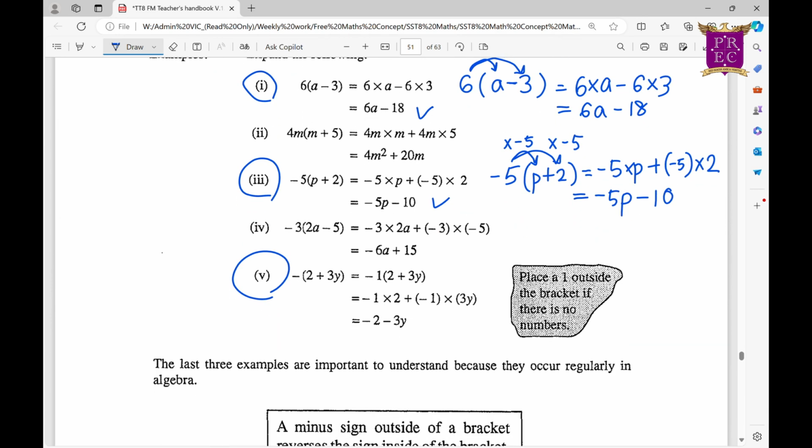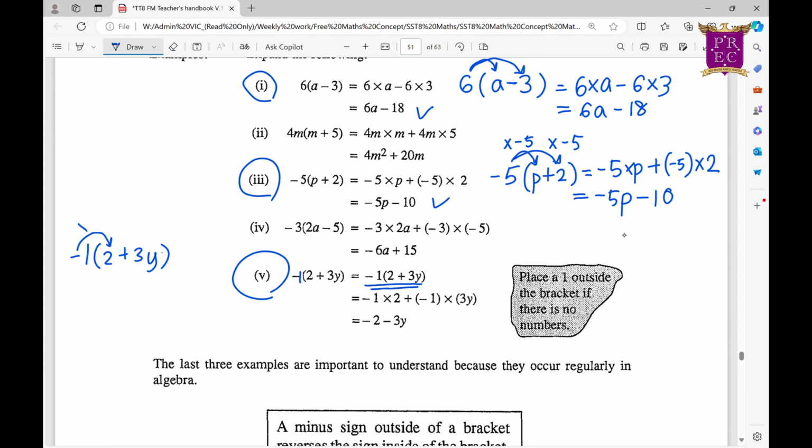Lastly, we have a question, or example 5, which doesn't give us any number. However, because it gives us a symbol, what we need to do is assume that there is a 1 at the front. So this is how it should be pictured in your head. And once we do that, it becomes very straightforward once again.